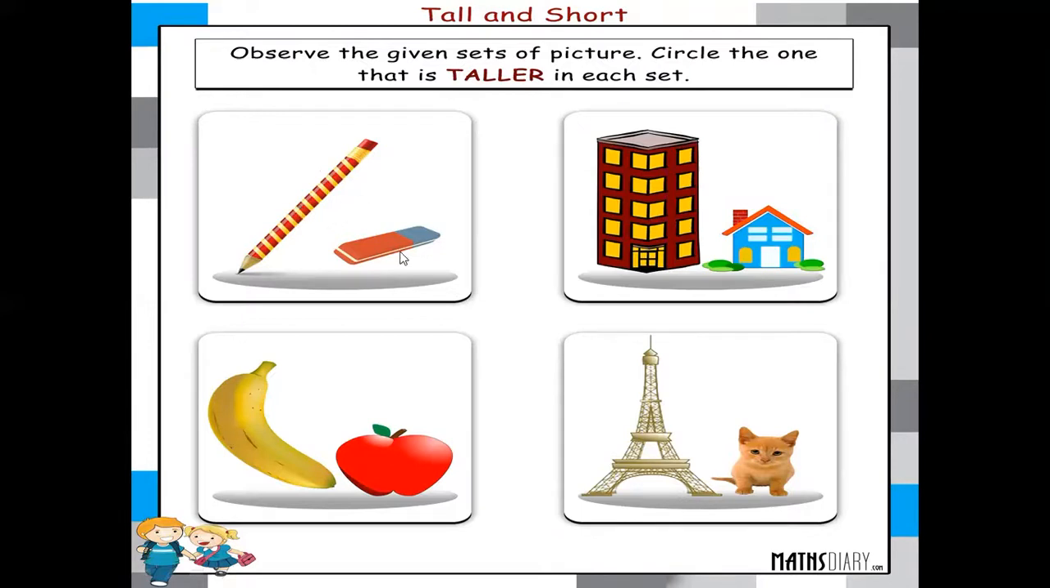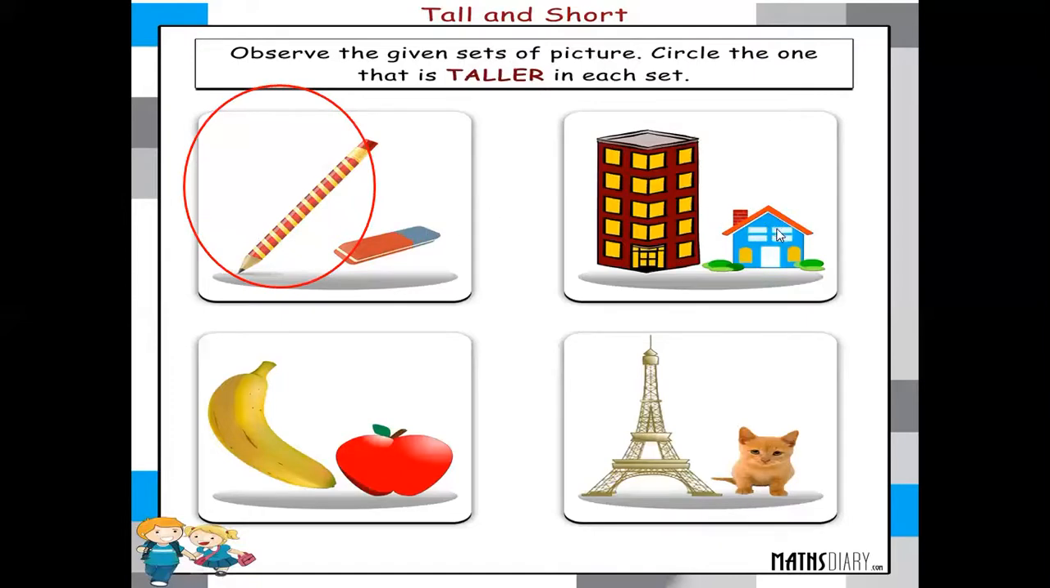There's a picture of a pencil and a rubber. Can you say which one is tall? The pencil or the rubber? It's too clear, and it's also easy. You can say that the pencil is taller than the rubber. So we are going to circle the pencil because it is bigger than the rubber.